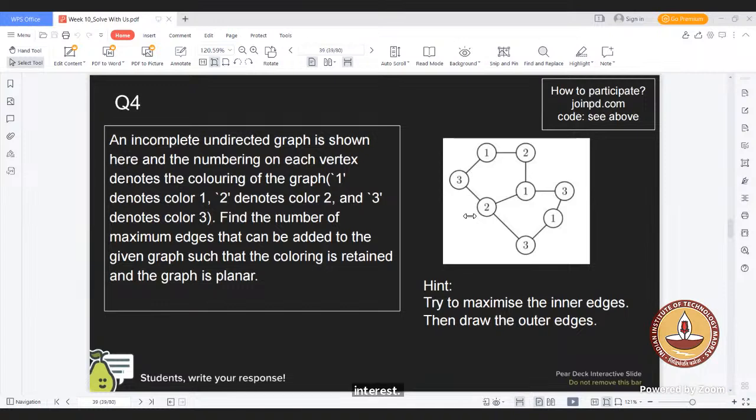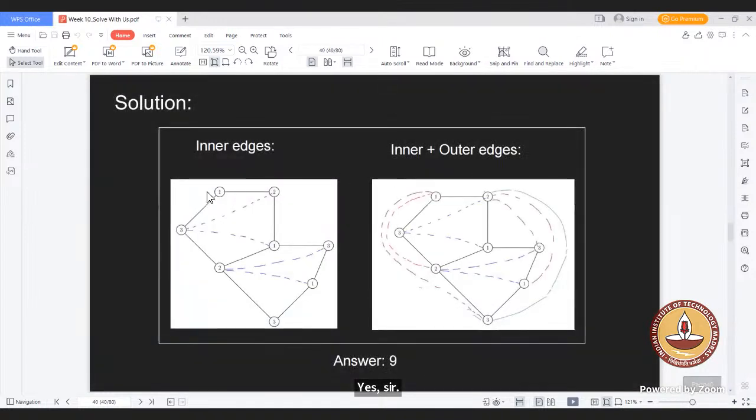So can we discuss the solution for this question? Yes, sir. Okay. So the correct answer is 9. There are 4 inner edges and 5 outer edges. We'll see how. We can see that there can be only 2 inner edges here, right? So it's from 3 to 2. The maximum number, there can be 0 also, but we are trying to maximize it. So in this figure, you can see 2 from here and 2 from here, right? So there are 4 inner edges.